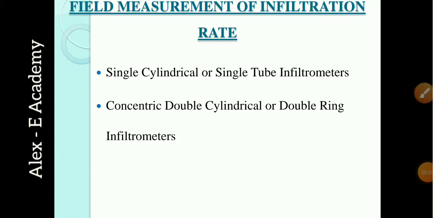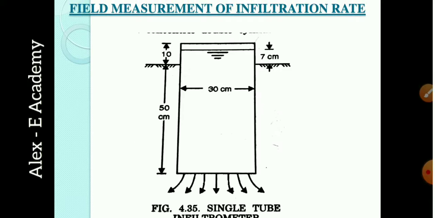Now let's discuss field measurement of infiltration rate. Infiltration in a field can be measured by infiltrometers. There are two types of infiltrometers: single tube infiltrometer and double ring infiltrometer. Let's see the single tube infiltrometer.